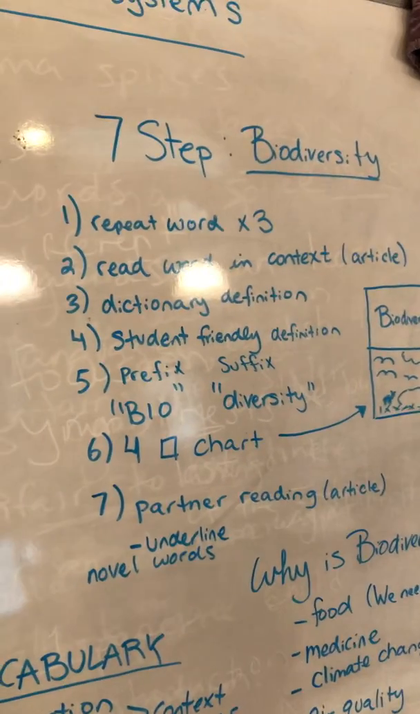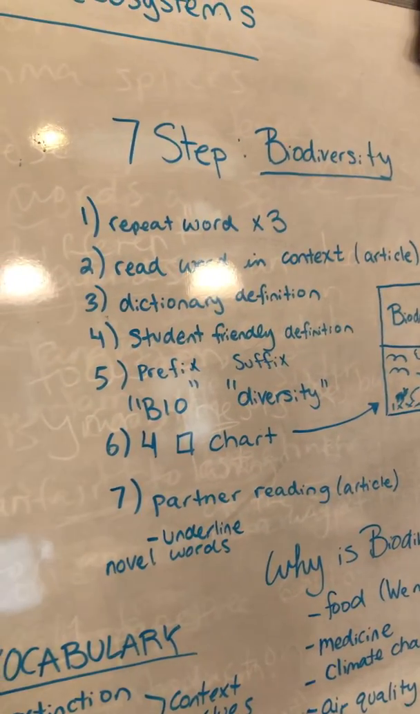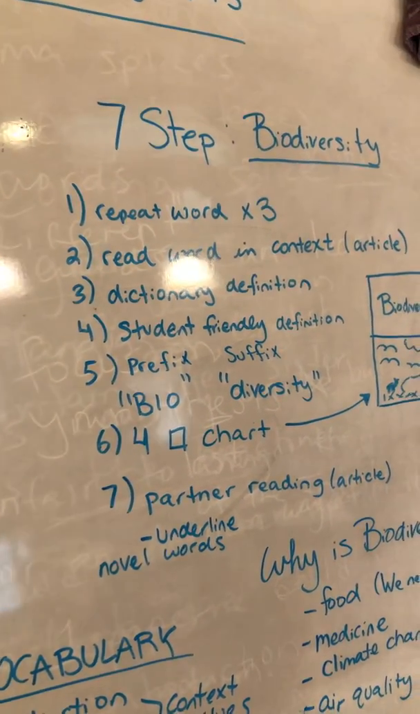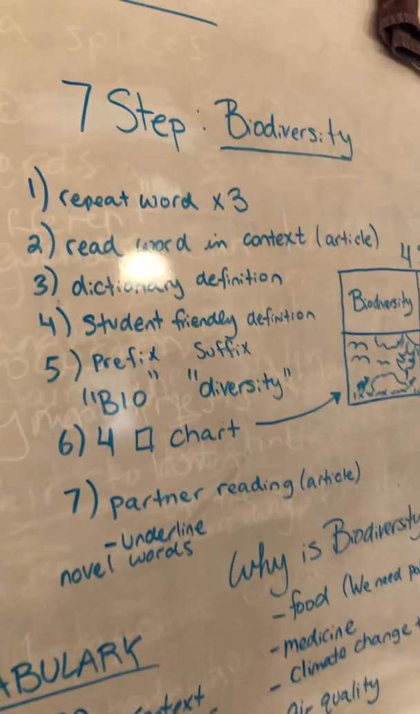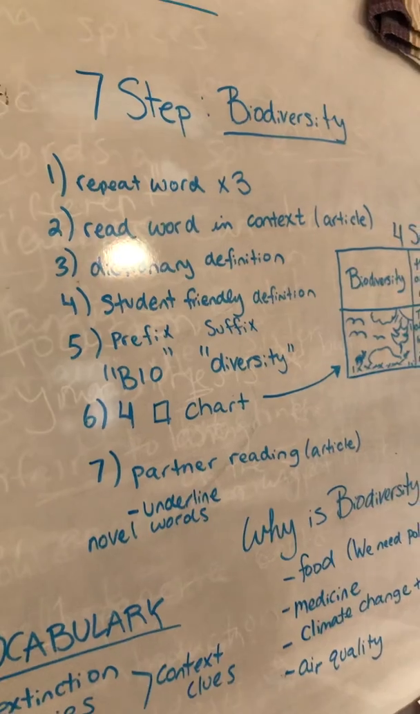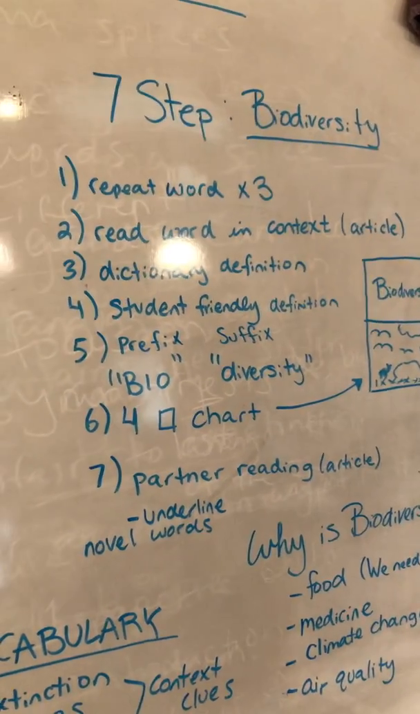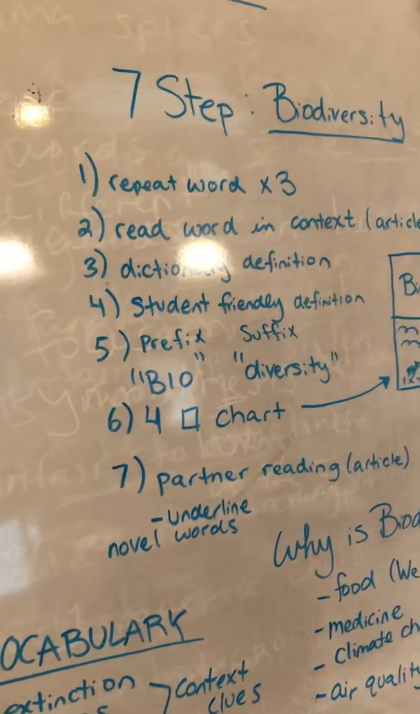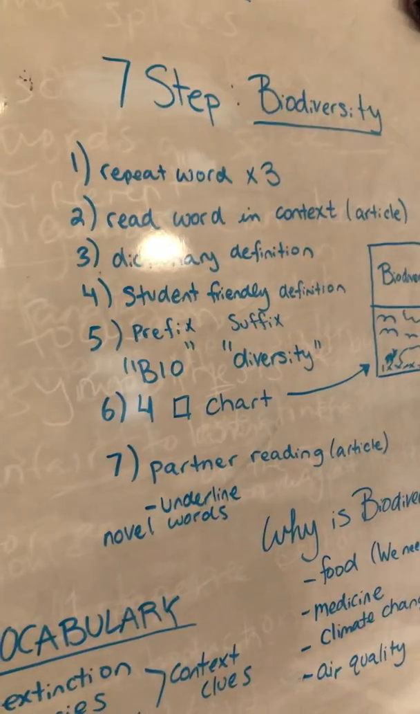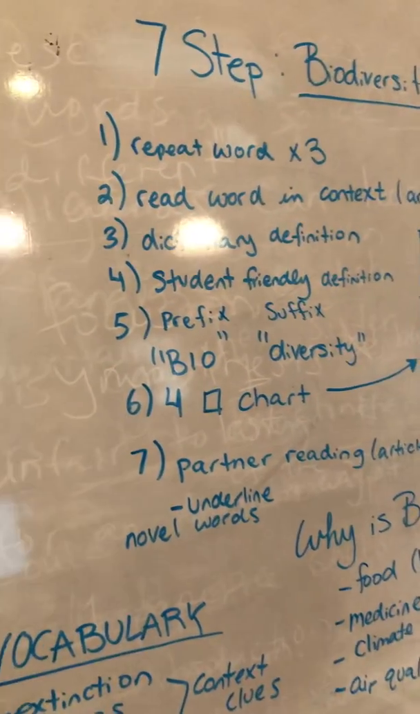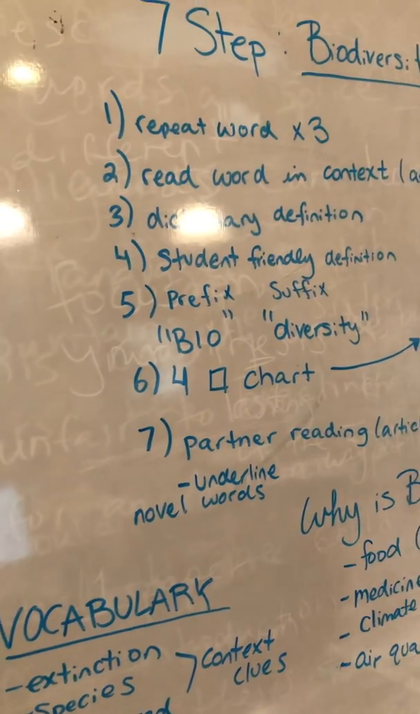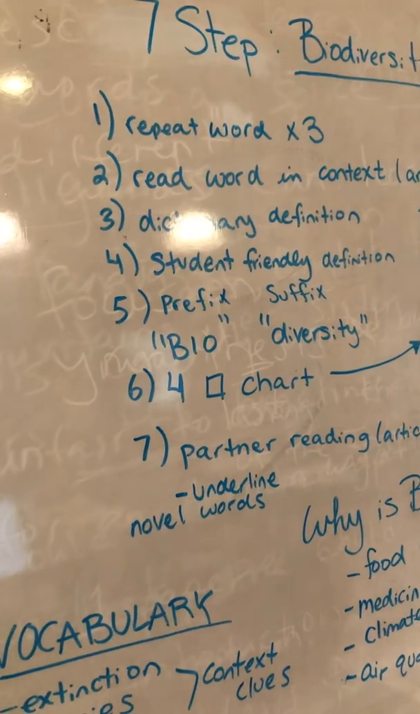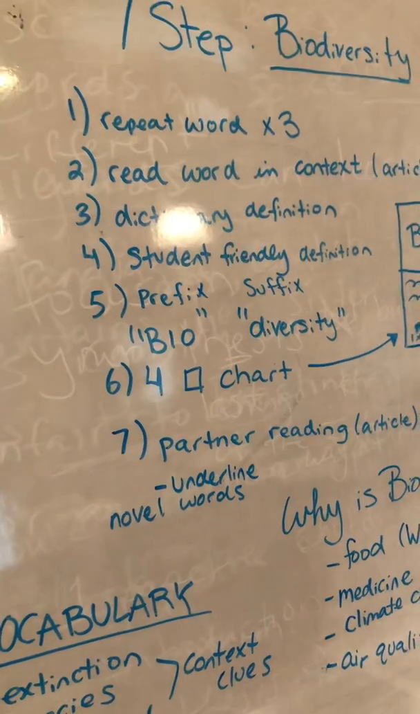So I decided to give the prefix and suffix of the word biodiversity. So the prefix bio means life, and the word diversity means variety. So it makes sense that when we put these two parts together, it means the variety of life. So when we give this to students, we can explain to them that if we remember what these words mean on their own, we can hopefully remember what the word biodiversity means when put together.